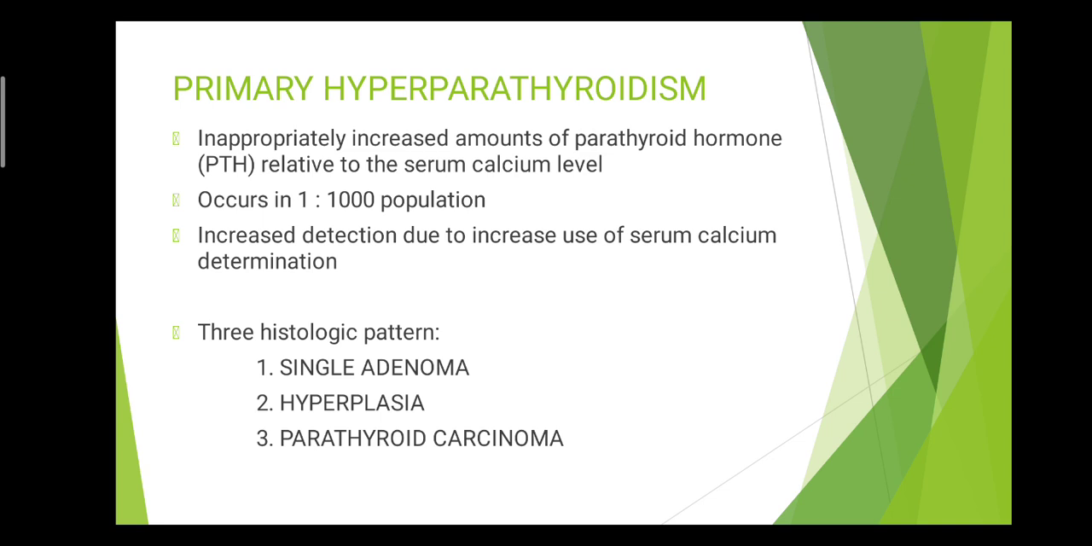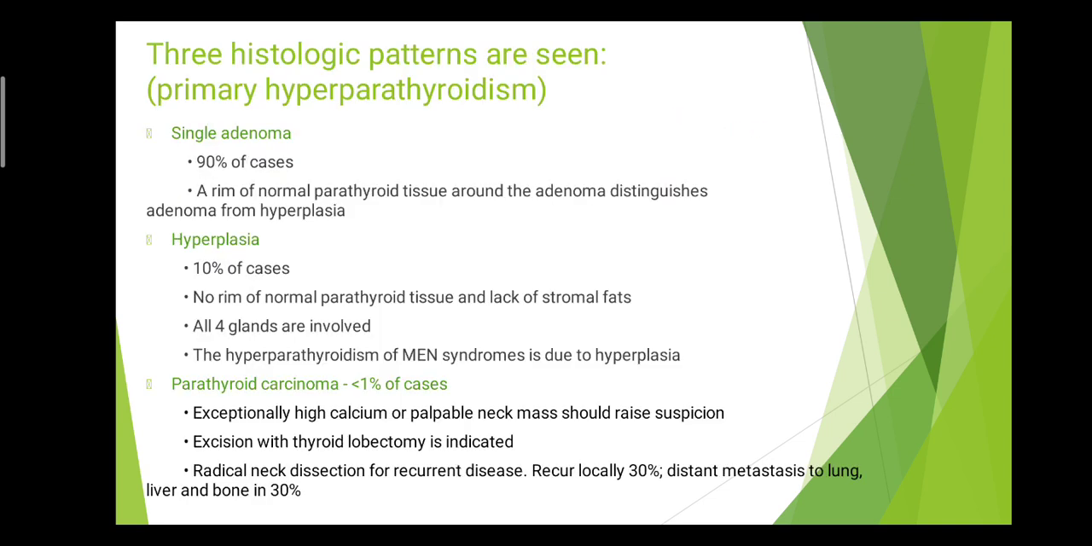There are three histologic patterns: single adenoma, hyperplasia, and parathyroid carcinoma. In single adenoma, 90% of cases, there is a rim of normal parathyroid tissue around the adenoma, which distinguishes adenoma from hyperplasia. Hyperplasia involves 10% of cases, with no rim of normal parathyroid tissue and lack of stromal fat, and all four glands are involved. Hyperparathyroidism in MEN syndromes is due to hyperplasia.